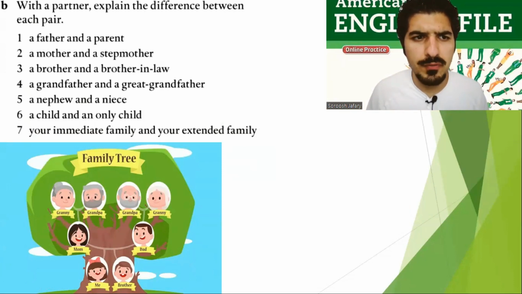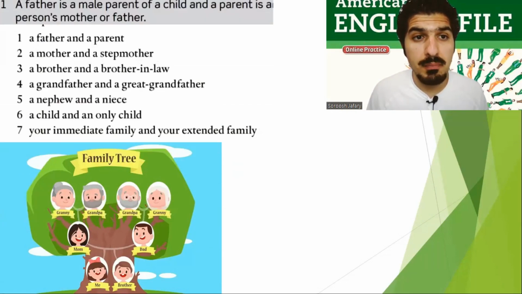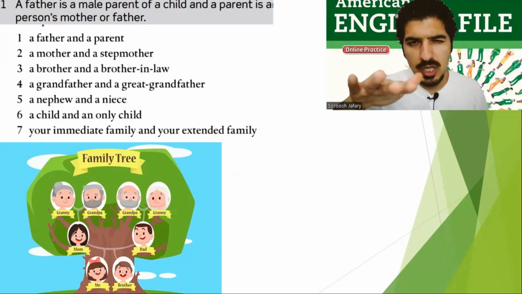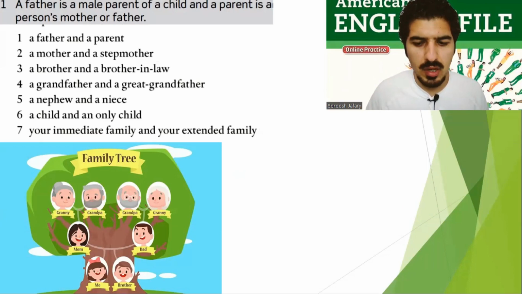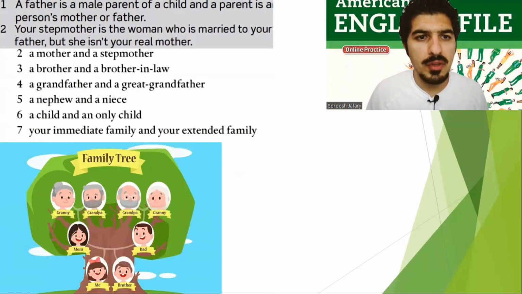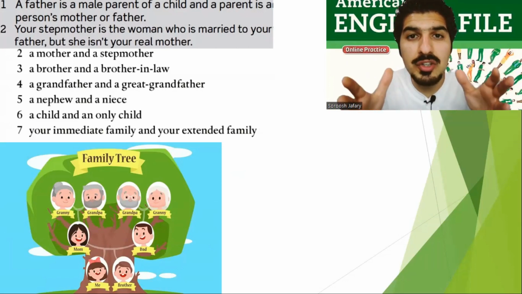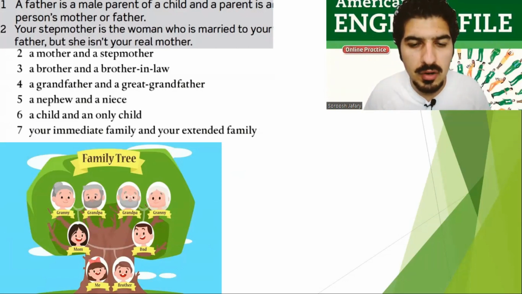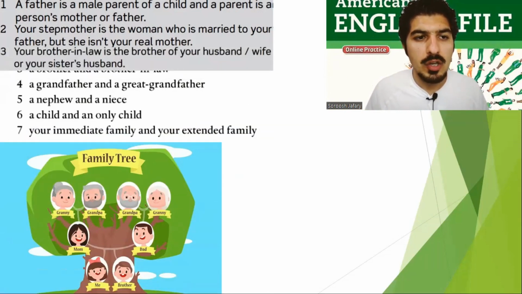So what is the difference between a father and a parent? Number 1. A father is a male parent of a child, and a parent is a person's mother or father. So the sexuality is not clear. Very good. Number 2, a mother and a stepmother. What is the difference? Your stepmother is the woman who is married to your father, but she isn't your real mother. She isn't your biological mother. All right. Number 3, a brother and a brother-in-law. Your brother-in-law is the brother of your husband or wife or your sister's husband.